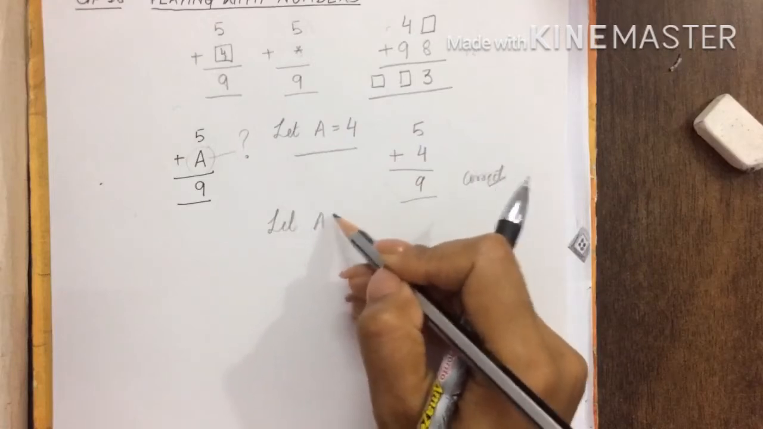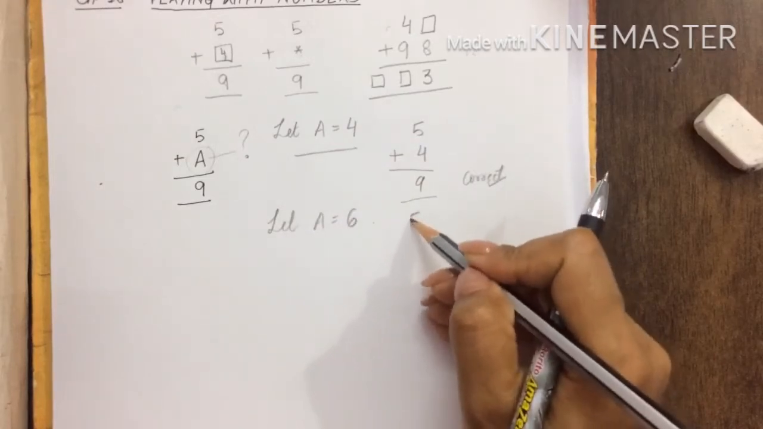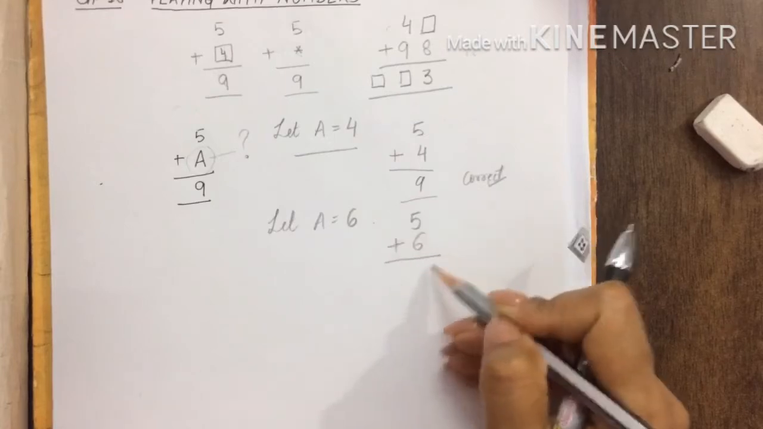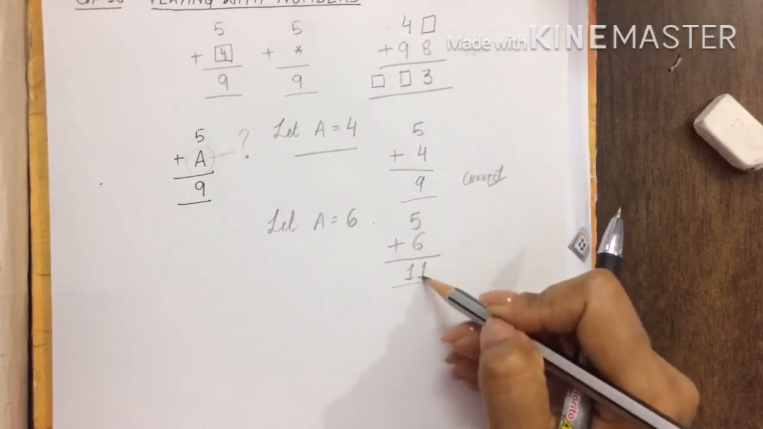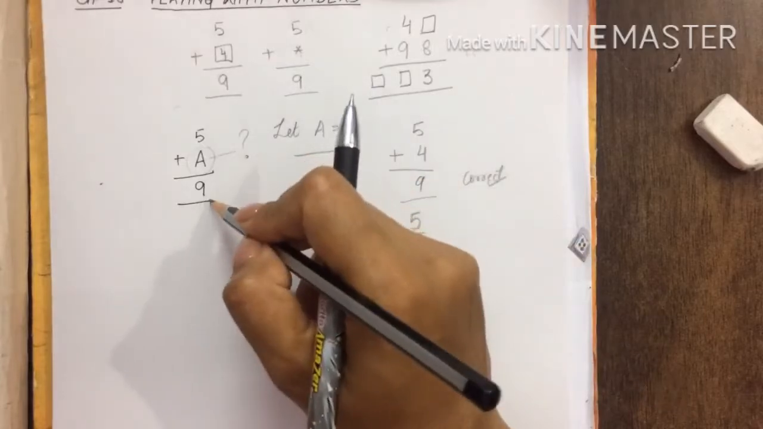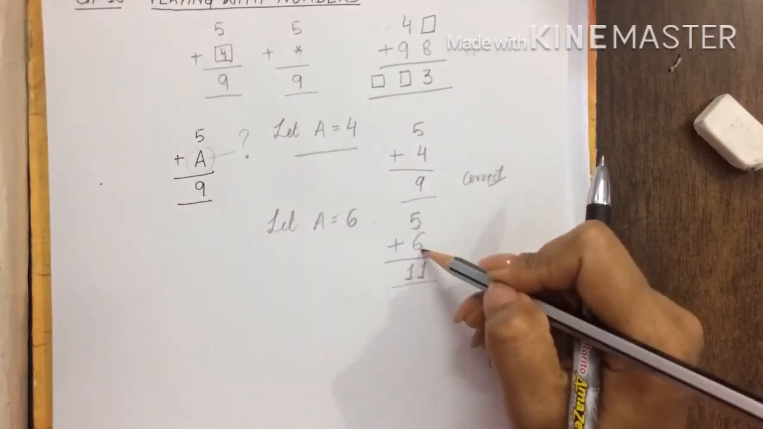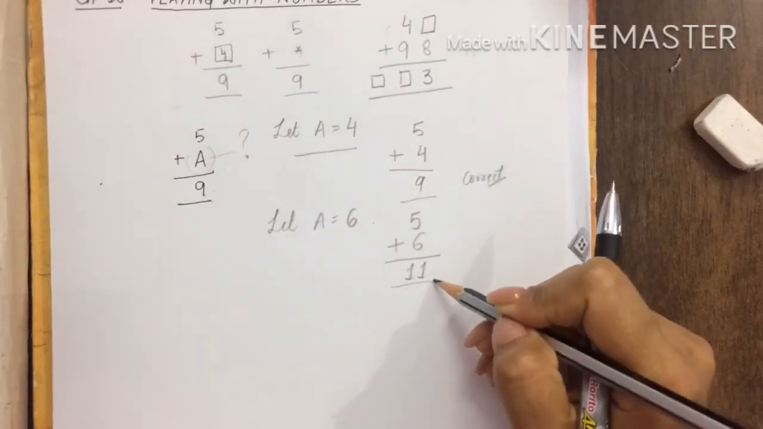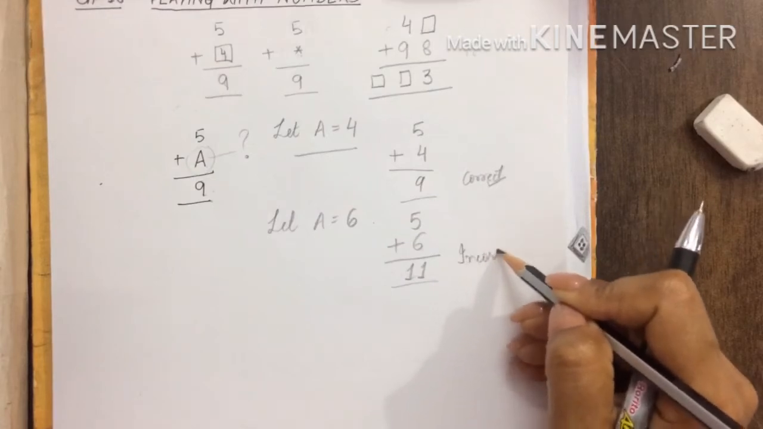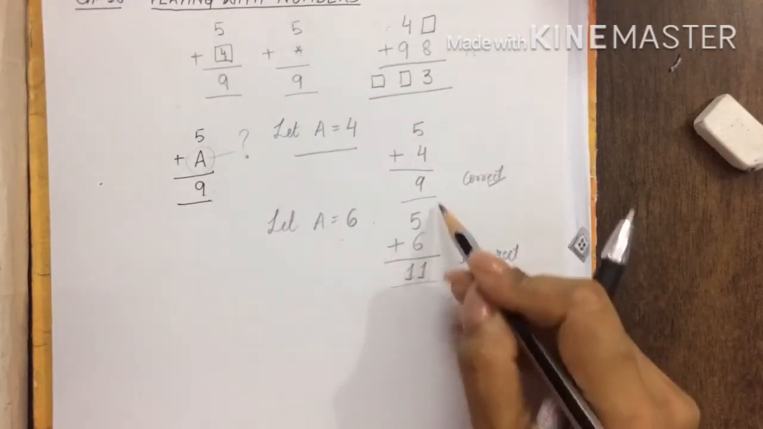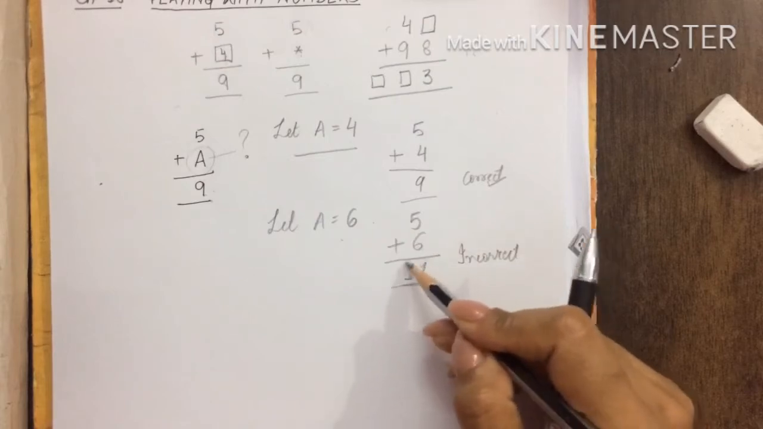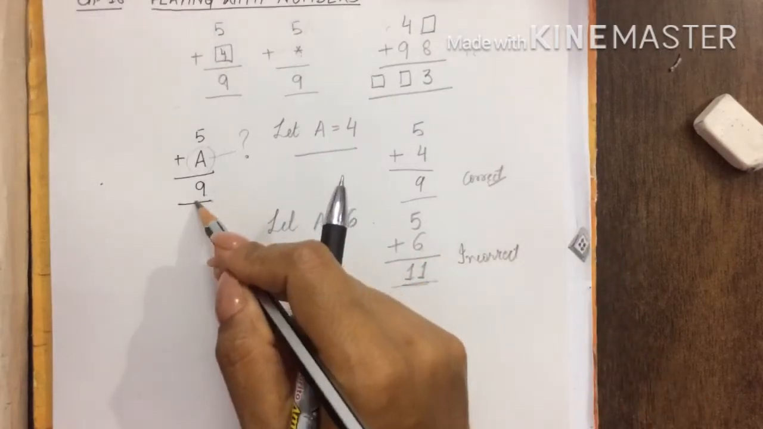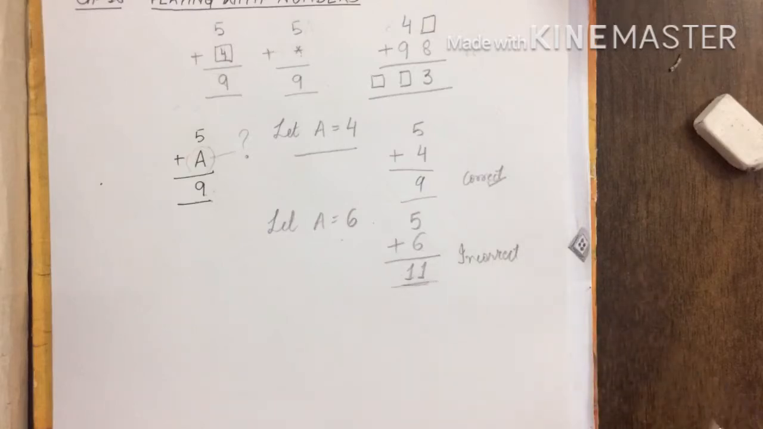suppose I had taken A as 6, then my problem would look like this. Then 5 plus 6 comes out to be 11, which does not match my answer here. The answer which was given is 9, but if I use 6 here in place of A, the total comes out to be 11, which makes my statement incorrect. So I tried a value, but there was an error. The error was that the sum did not match the sum given here. So that means I have to try some other value. So this is the way you would proceed in the questions given in your exercise.